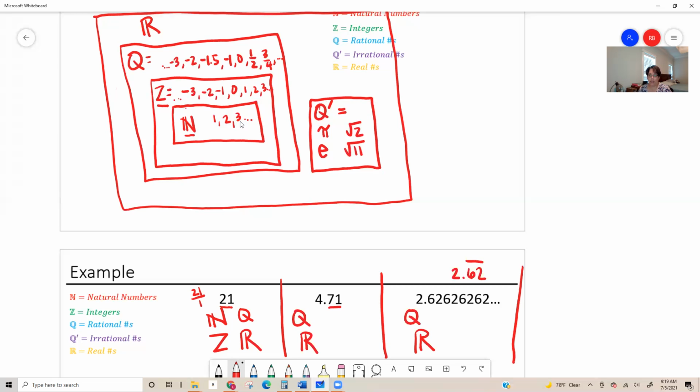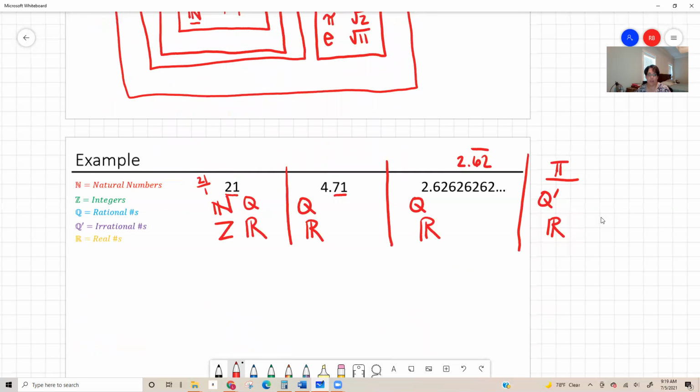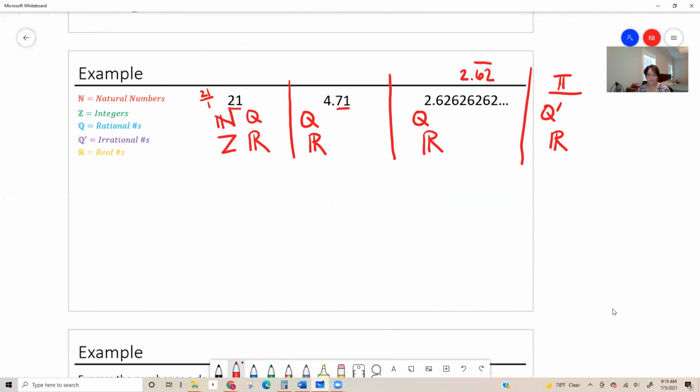Now, say we were looking at pi. Pi would be irrational, so it's Q prime, but pi is also a real number. Okay, so all of these are real numbers as well. All right, so you're going to have some on your homework that ask you to define those groups. So that's how you do that.